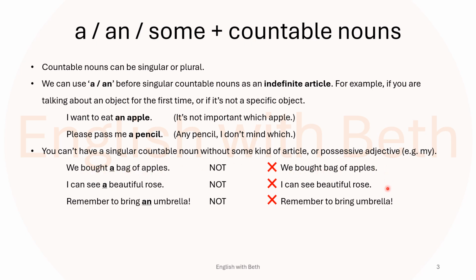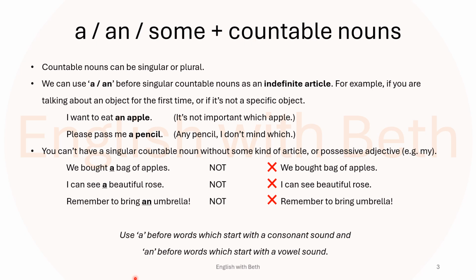I can see a beautiful rose, but not, I can see beautiful rose. Remember to bring an umbrella, not, remember to bring umbrella. And as a quick reminder, we use a before words which start with a consonant sound and an before words which start with a vowel sound.